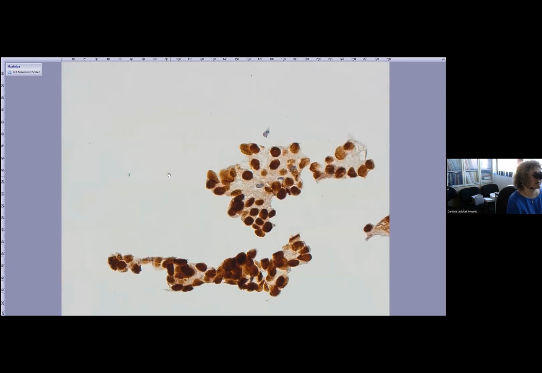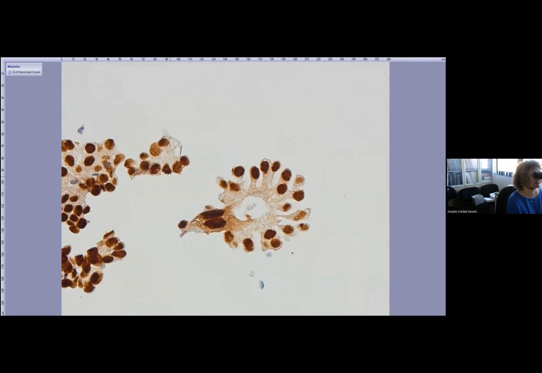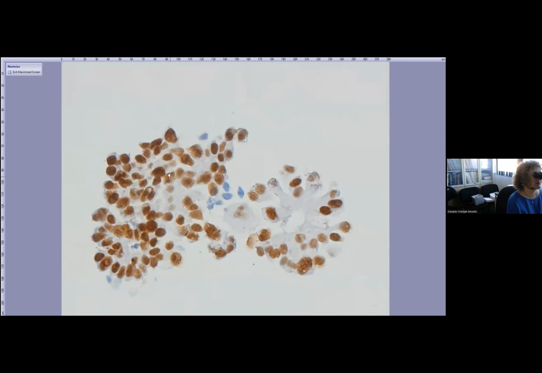We usually use PAX8, WT1, p53, and maybe calretinin to exclude possible mesothelioma, but it is so rare in peritoneal fluid, in the peritoneal cavity. So this is PAX8, nicely stained nuclear. Here, as the opposite of the previous case, we have WT1 positive. So it proves the tubo-ovarian origin.